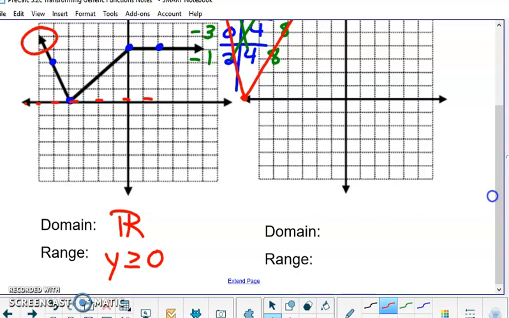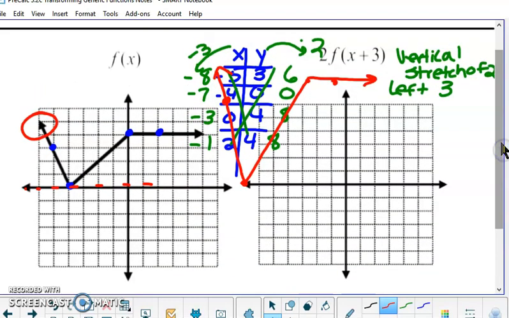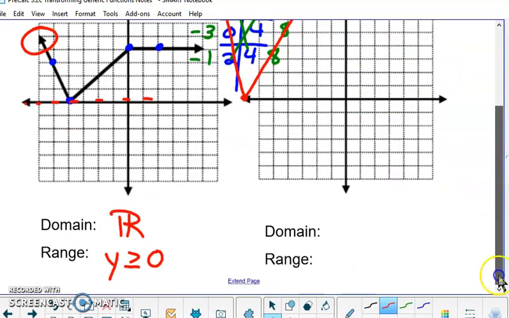We can say the same with this one here. I guess we better pull it down. So this one, it does not stop going to the left. It does not stop going to the right. It's going to continue going, going, going. So your domain is all reals, but your range bottoms out at 0. It's going to keep going up, but it does bottom out at 0. So we're going to say this is all reals, and the range is greater than or equal to 0. Okay, we'll look at one more.